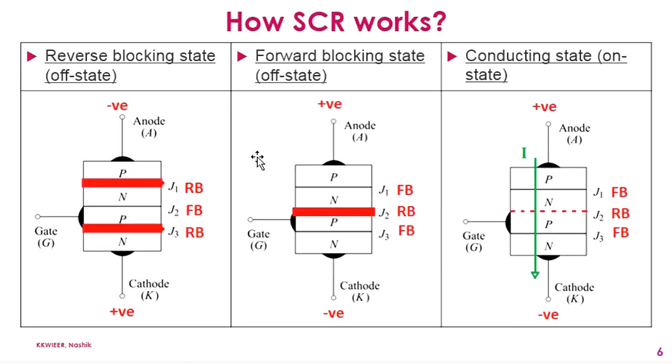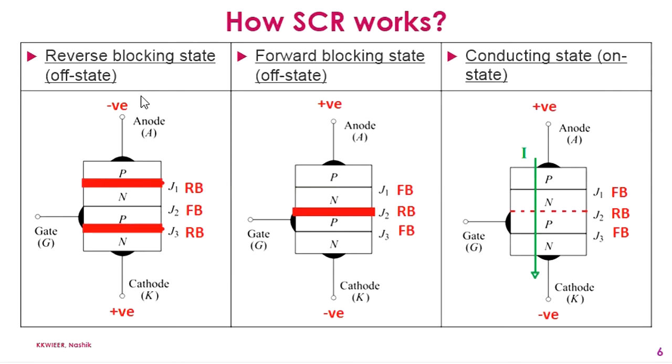Now let's see how this SCR works. Talking about the operation of SCR, SCR works in 3 different modes or 3 different states depending upon the polarities given to its terminals. The first state is the reverse blocking state, which is also known as off state. The second is the forward blocking state, again this is also an off state, and then the conducting state, which is the on state.